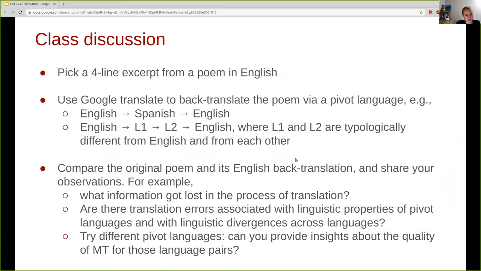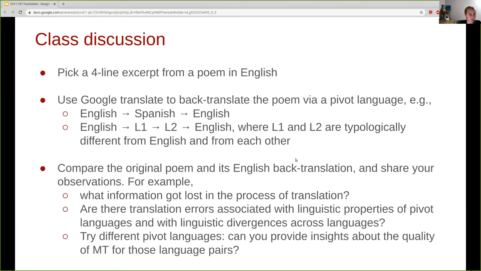So this is the end of the introductory lecture on machine translation and the discussion of translation data and evaluation. And here is your discussion task for tomorrow's lecture. We want to understand the process of translation and why it is difficult. One way to understand the difficulty and also the weaknesses of an existing translation system is to use a pivot language, so to use back translation.